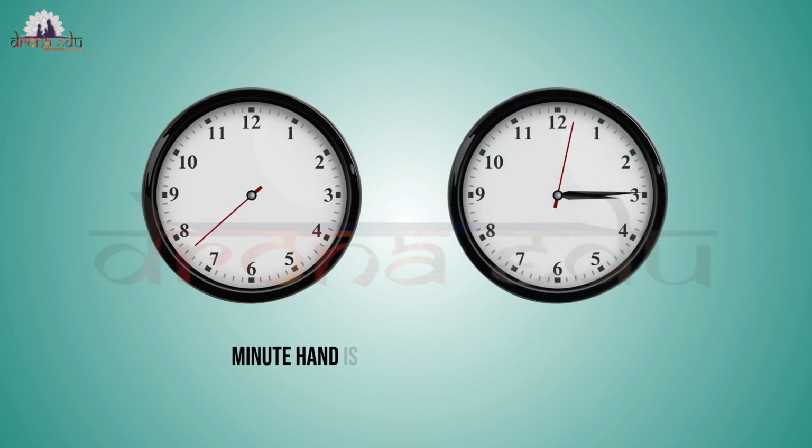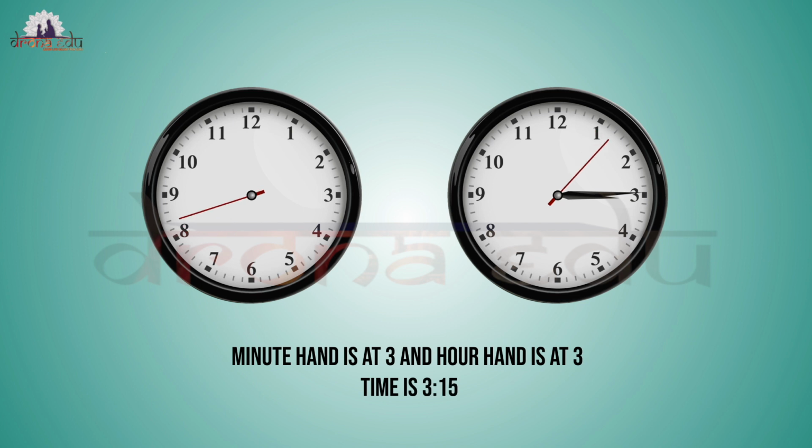And the next time is 3:15. Now 3 represents the smaller hand and 15 represents the minute hand. So the smaller hand will be at 3 and the minute hand will also be at 3. Here both hands will coincide.